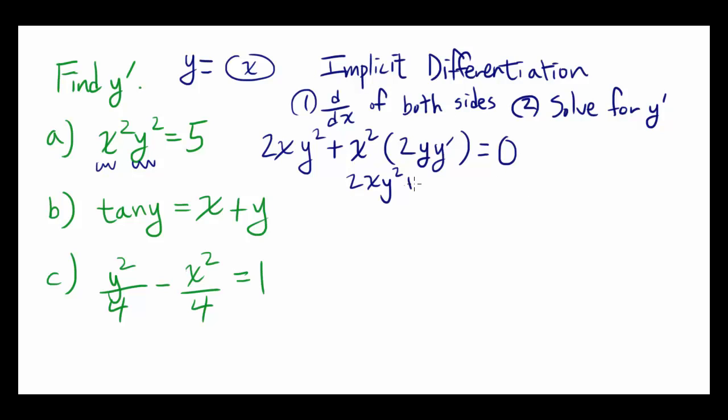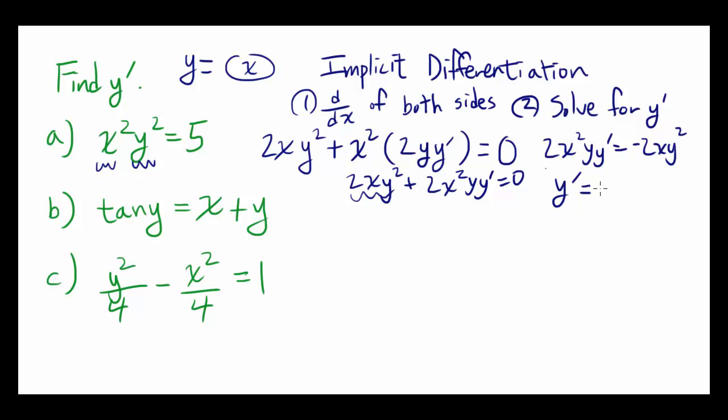2xy squared plus 2x squared y prime is 0. Let's move 2xy squared to the other side. 2x squared y prime is negative 2xy squared. Divide both sides by 2x squared to have y prime on the left side. You have negative 2xy squared over 2x squared. The 2's cancel out. Well, you have 1x on the bottom, so negative 1y on the top, y over x. So negative y over x is what you have for y prime.